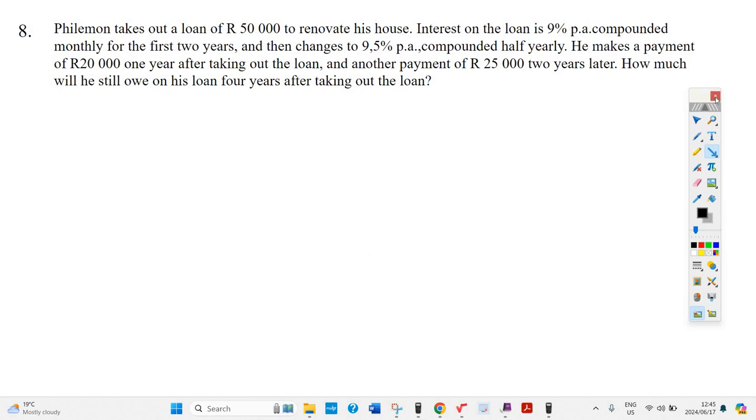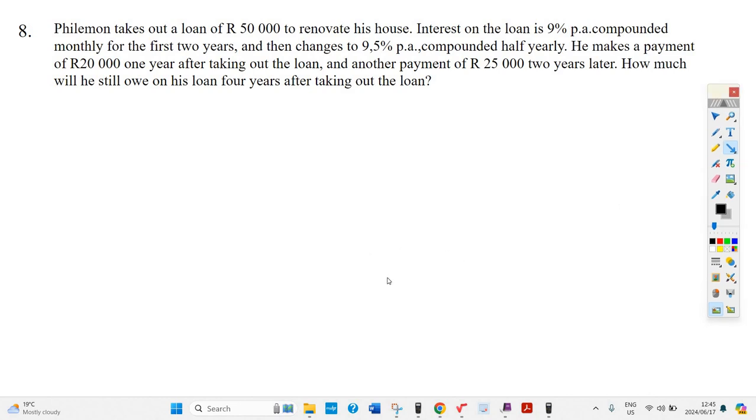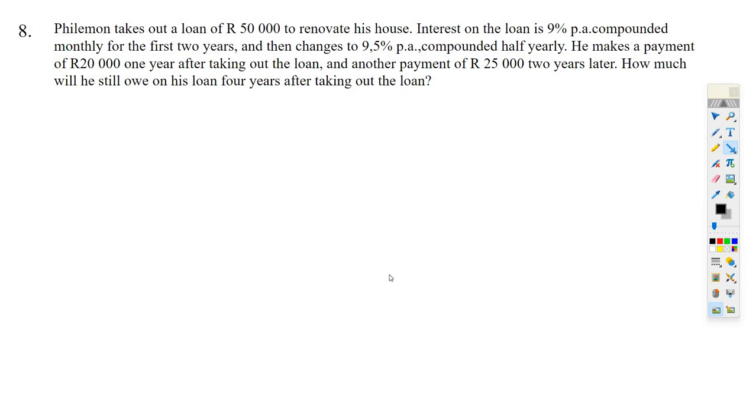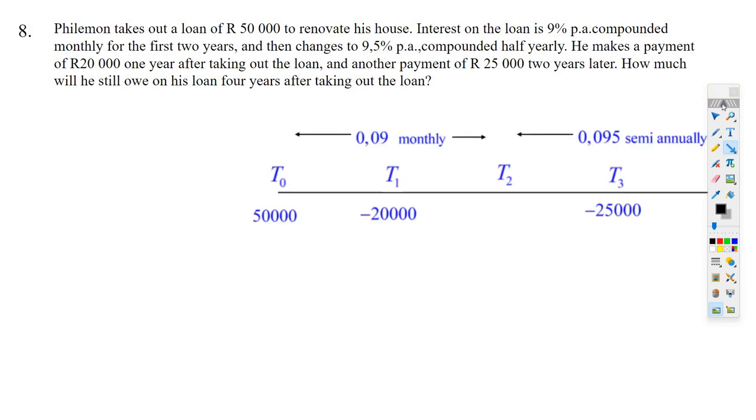You don't need to solve an equation, and you can just follow a logical little thing with the amounts as they grow. The first thing, this is a little bit clearer, I think, a way of looking at the timeline. At time zero, it's 50,000. After 1 year, 20,000 is withdrawn. 2 years later, 25,000 is withdrawn, and there's a certain amount left after 4 years that you still owe on the loan. The first 2 years is 9% monthly. The last 2 years is 9.5% semi-annually. That's a little clearer for me to see what's going on.